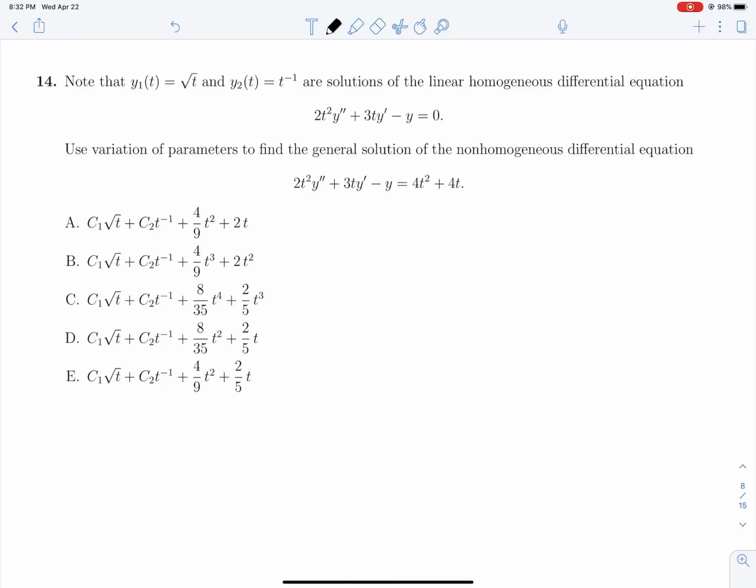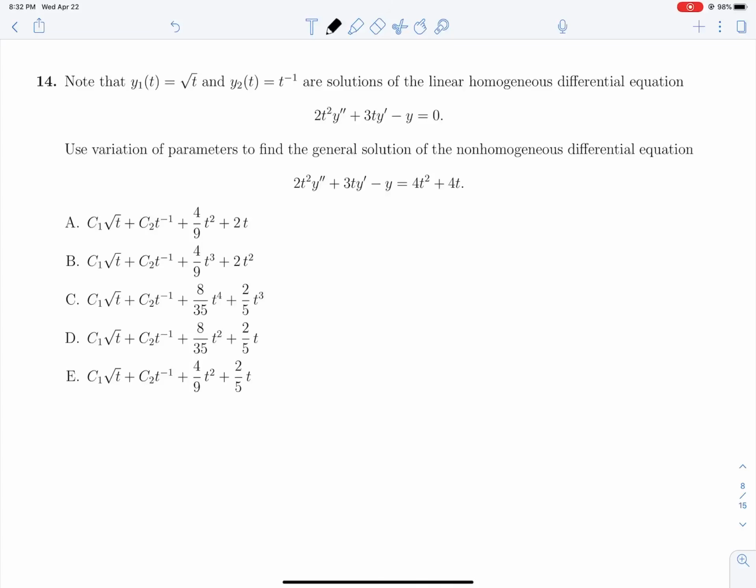14, on the other hand, this one is an absolute, I don't know. I've done it a couple times, so I know how to go through it. It's not knowing how to go through it that's the problem, though. It's the integrals that are the problem. So let us begin. We're using variation of parameters.